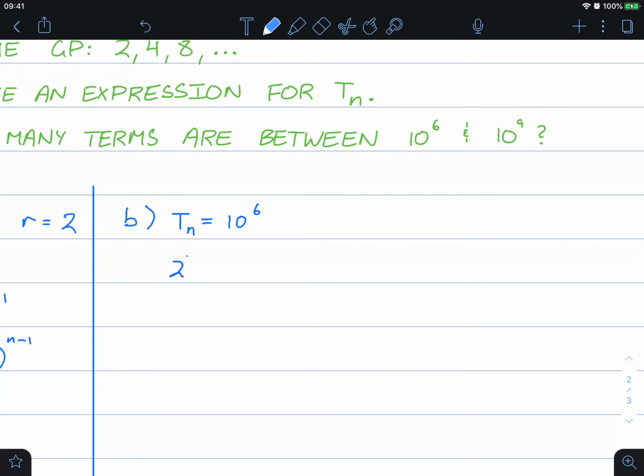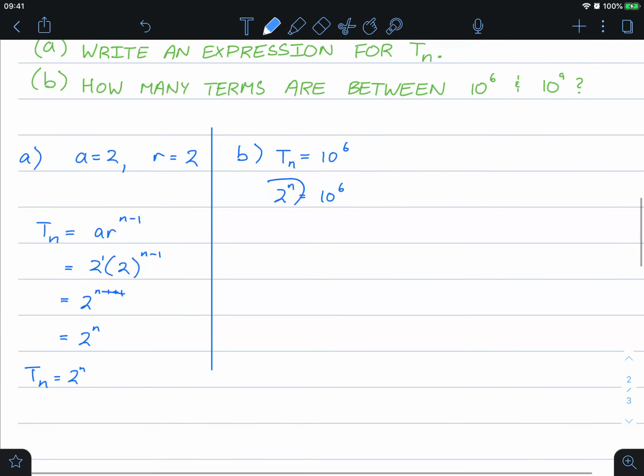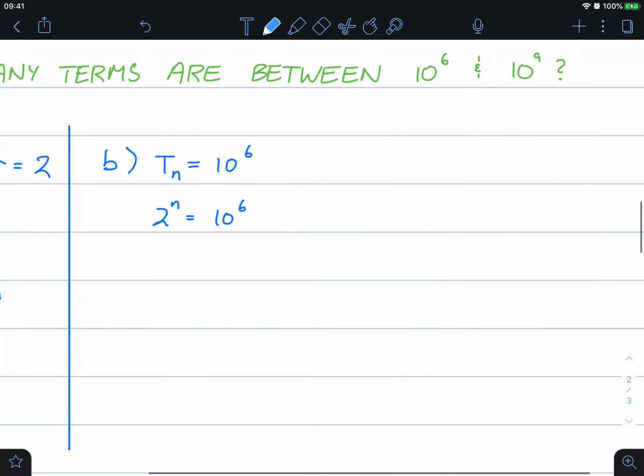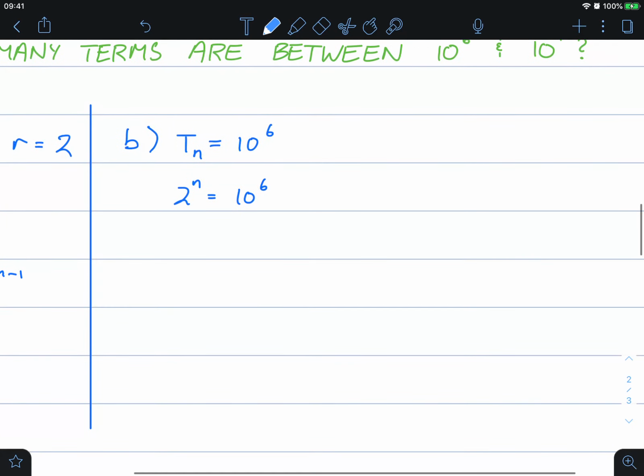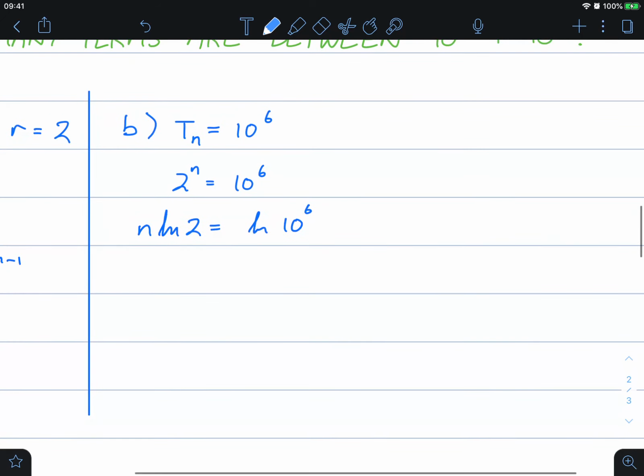So this would be 2 to the power of n equals 10 to the power of 6. 2 to the power of n came from here. And let's solve for n. I hope you're familiar with your log laws here. So we're going to take the ln of both sides. We get n ln of 2 equals ln of 10 to the power of 6. Dividing both sides by ln 2.